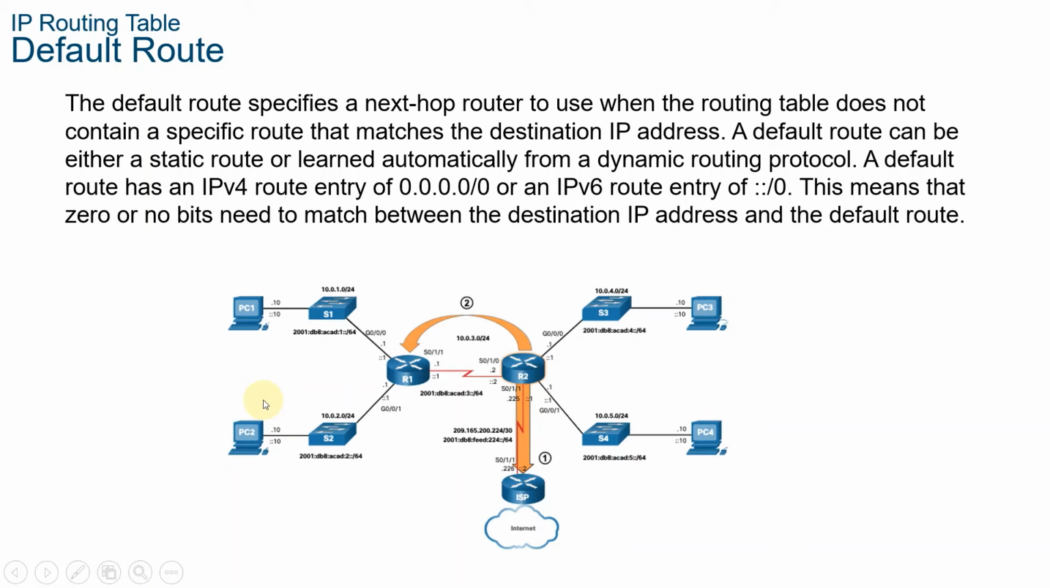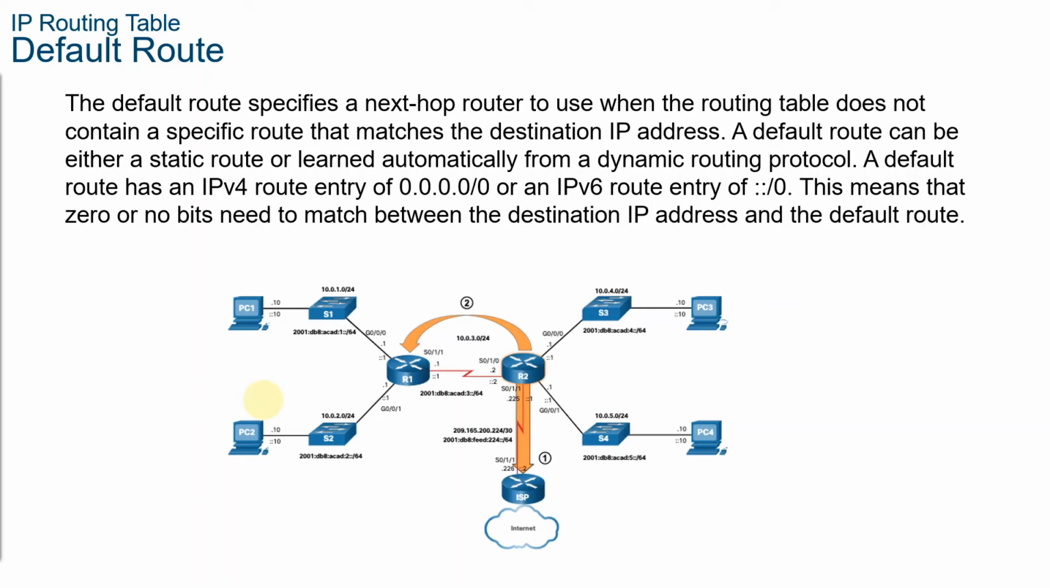Okay, so the next one would be the default route. A default route is similar to a default gateway on a host. The default route specifies the next hop router to use when the routing table does not contain a specific route that matches the destination IP address. So a default route can be either static or learned automatically from a dynamic routing protocol.